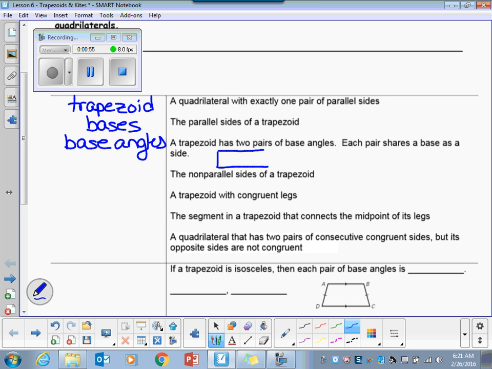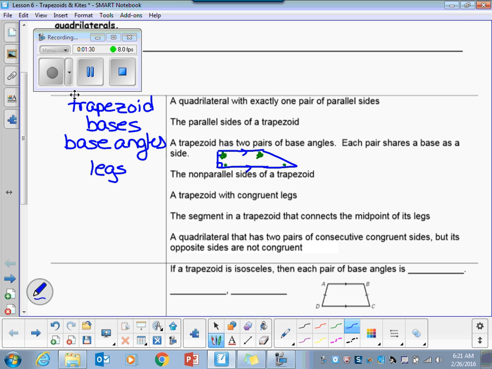So let's look at this particular trapezoid, which happens to be a right trapezoid. My base is on the top and the bottom. Very traditional elementary school presentation of a trapezoid. So this right angle and this obtuse angle form base angles, and this right angle and this acute angle are also a pair of base angles. The sides of the trapezoid that are not bases, the non-parallel sides, are the legs.